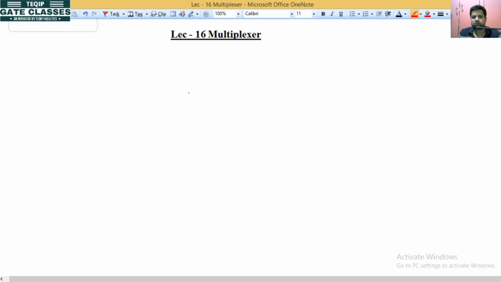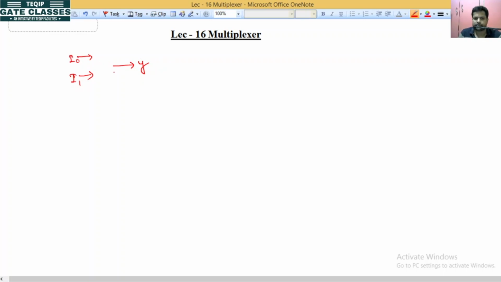Now our next concept is the multiplexer, okay? So suppose I have these two data inputs, I0 and I1 here, okay? And here I have one output, that is Y. Now what is a multiplexer? A multiplexer selects one of these two inputs and transfers that selected input onto the output. It transfers that selected input to the output.